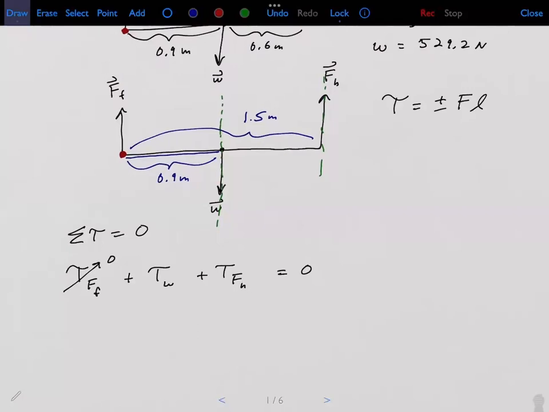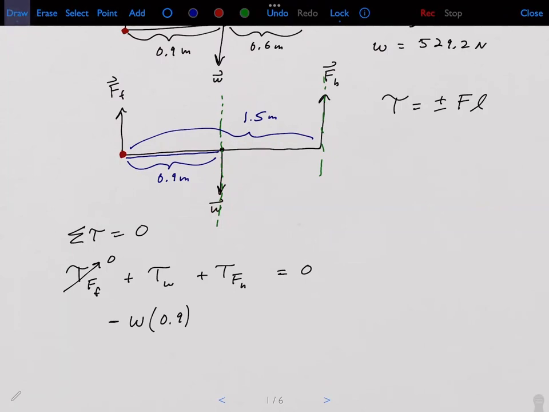What about the torque due to the weight? Well, the torque due to the weight is going to be the weight times the moment arm, which is 0.9. And if it were the only force acting, it would cause her body to rotate clockwise. So this torque is going to be negative. Remember, clockwise is negative and counterclockwise is positive.